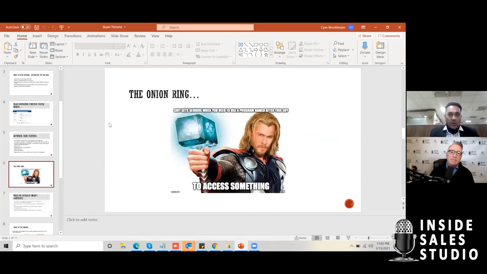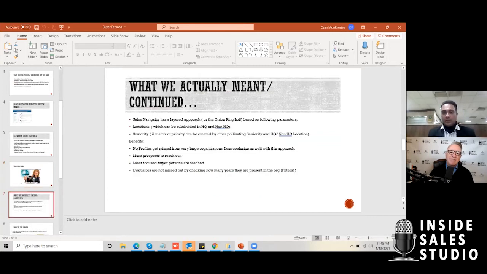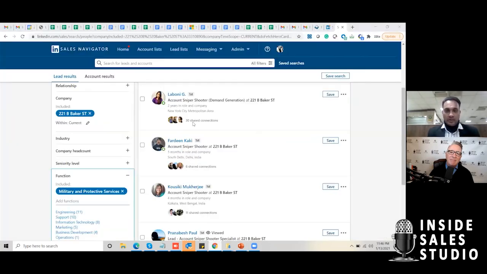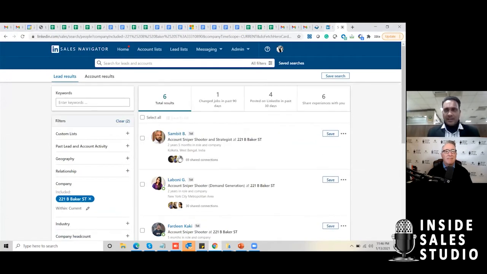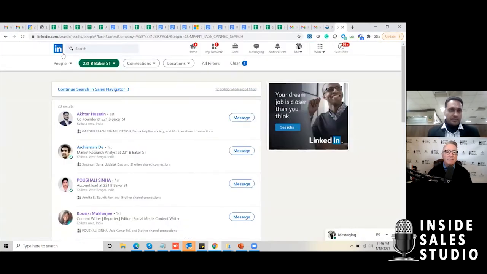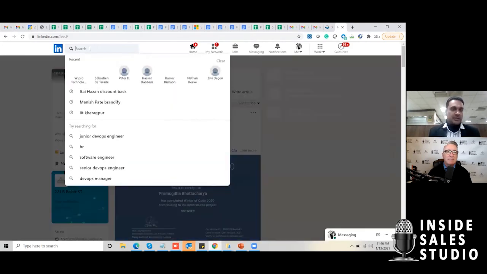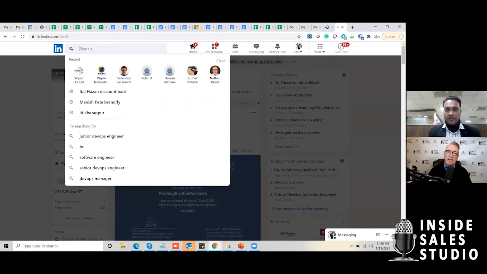So we call it an onion ring, a bit of a pun, not Tor, but something like that. We are going to show what we actually mean by the onion ring here. Sales Navigator has quite a layered approach. Now I'm going to show exactly what I mean. Let's take a huge organization as an example. Bob, if you have any organization in mind, you can tell me. I always use IBM, but I'm not going to use IBM. Let's try Dell.